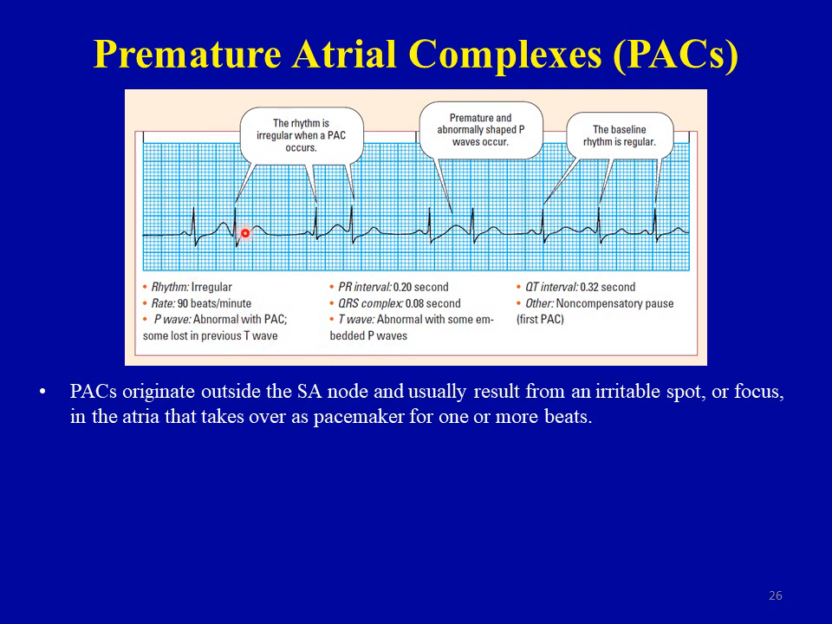So we can see here the rhythm is irregular when premature atrial complexes occur. We can see here this irregular part, and here we have one premature. So we have the regular one, the premature one, a regular one, a premature one again, and this will last for a few beats, and then we have again the regular rhythm, the regular sinus rhythm.